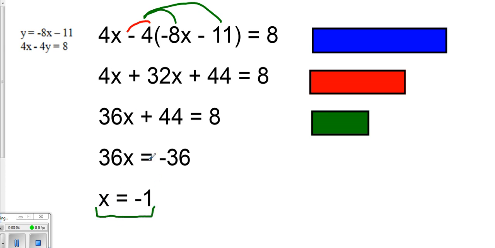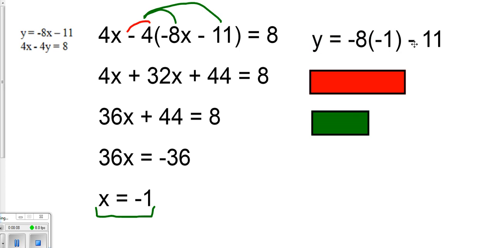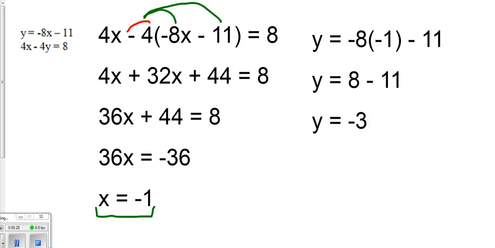Using this, x equals negative 1, and just plugging it back into one of our original equations, I'm going to use the top one, where y is already alone. Everywhere we see x, we just plug in negative 1. So negative 8 times negative 1, and then minus 11. Well, negative 8 times negative 1 is positive 8. So positive 8 minus 11 equals y. So y, we would say, is equal to negative 3.